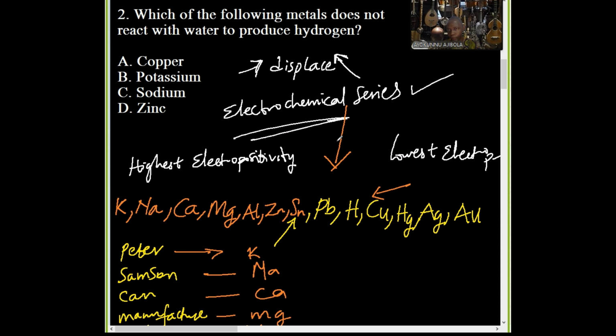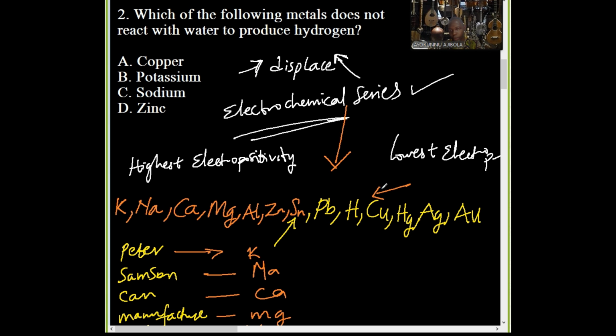That's why we say: which of the following metals does not react with water to produce hydrogen? It does not mean they do not react with water. It means they cannot produce hydrogen when they react with water. Maybe if water contains something else, they might react to produce another thing or just form a kind of solution. But now, copper cannot produce hydrogen. Why?